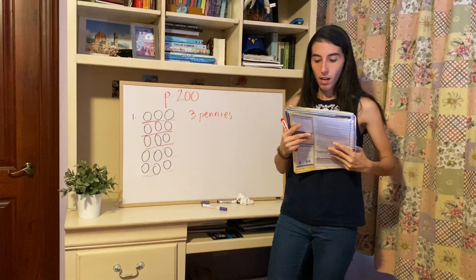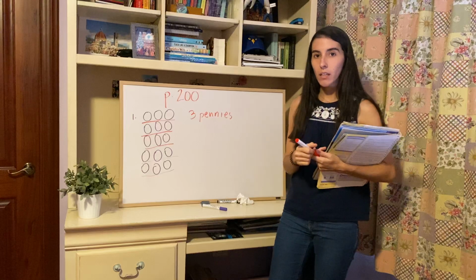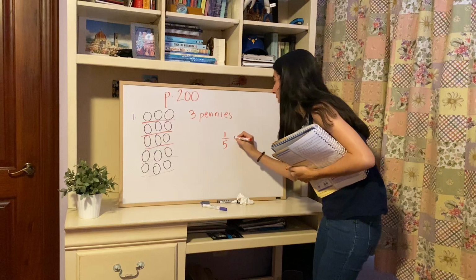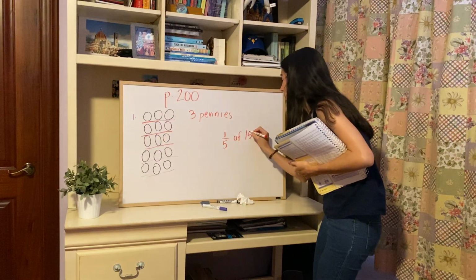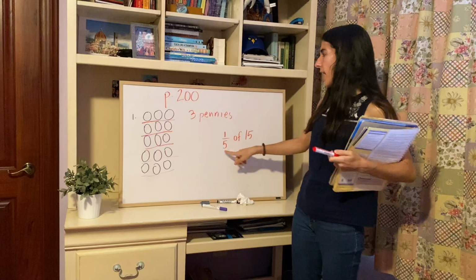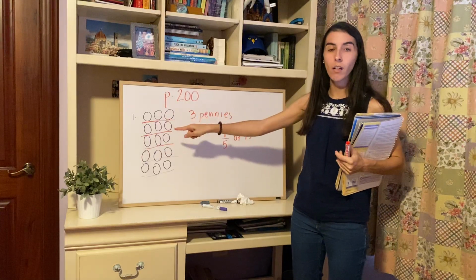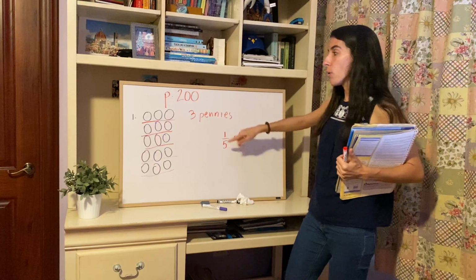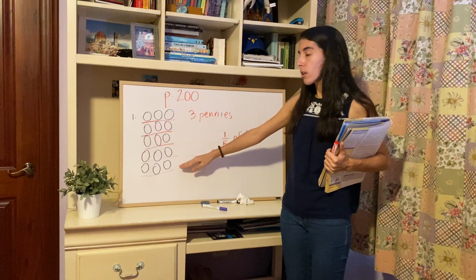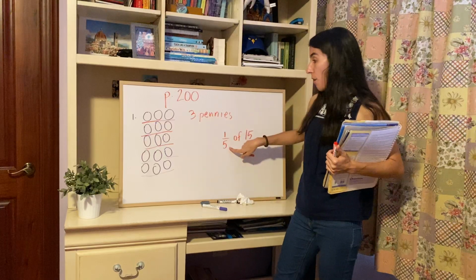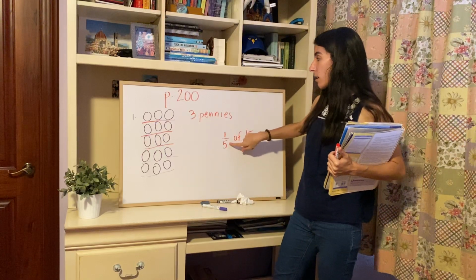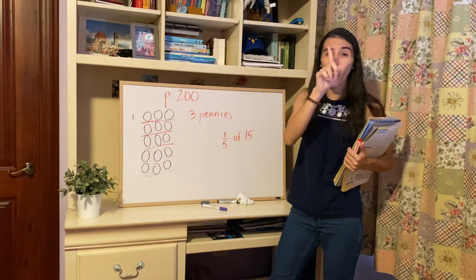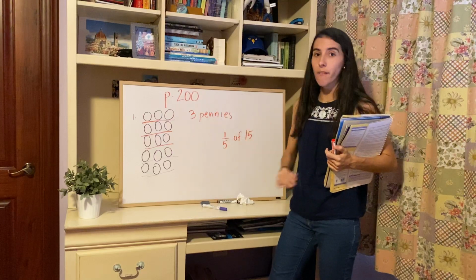The next part says, what is 1/5 of 15 pennies? 1/5 of 15. Oh, but Miss Paula, I don't only have 5 pennies, I have 15 pennies. Okay, but remember that your denominator is telling you how many equal groups you're going to have. We have 5 is what our denominator is asking us. So we have 1, 2, 3, 4, 5, and then the numerator just wants one part of those 5 groups.